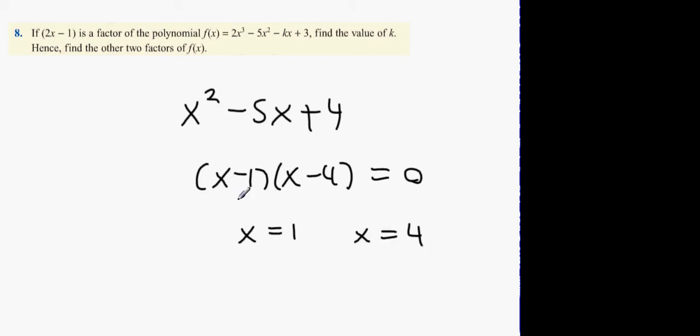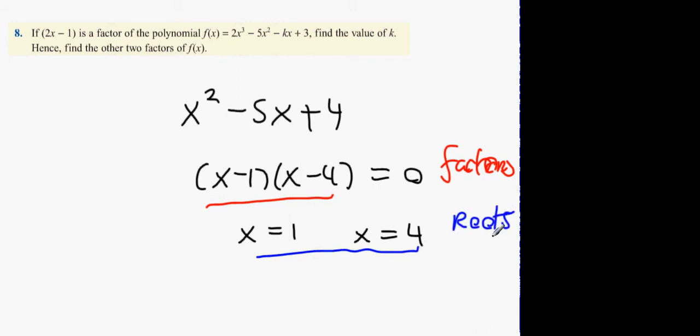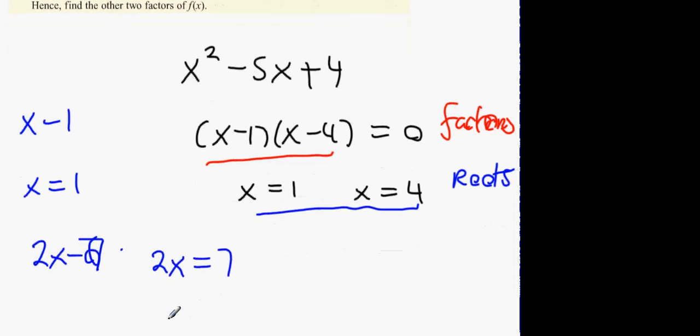What I'm trying to say is the two of these are the factors. The two of these are referred to as the roots. If you know a factor, you know the roots. So if I said x minus 1 is a factor, you'd know that x equals 1 is a root. If I said, for instance, 2x minus 7 is a factor, what would be the root? 2x equals 7, x equals 7 over 2.